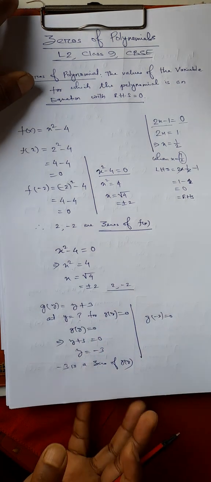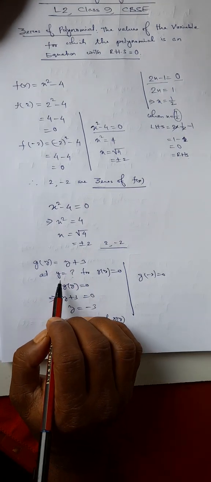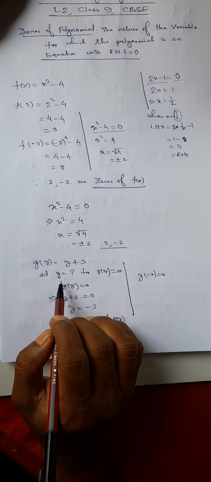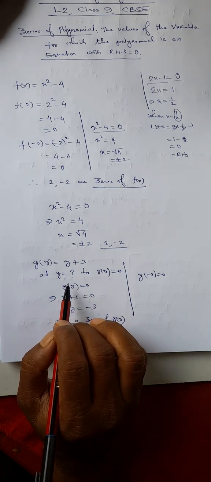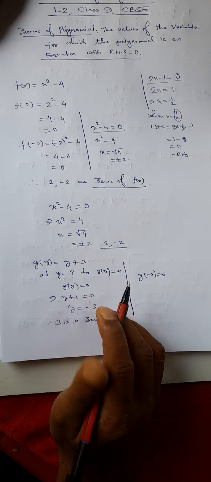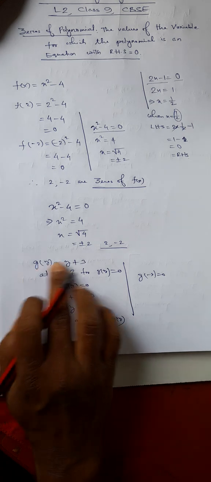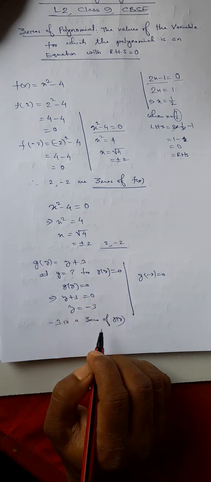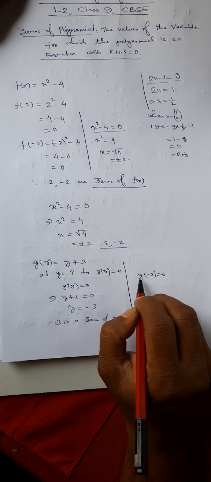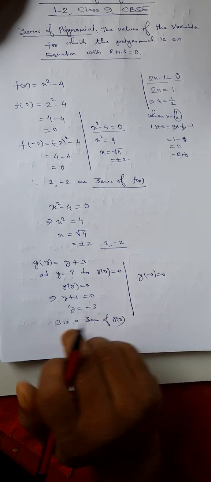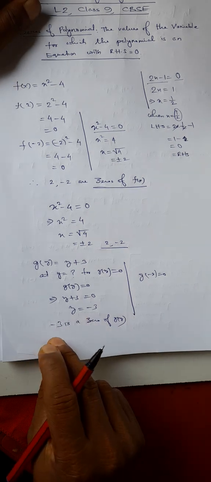Say for example one more polynomial g(y) equal to y plus 3. Now for what value of y is g(y) equal to 0? Now you see if g(y) equal to 0, y plus 3 equal to 0, y equal to minus 3. That means for value of y equal to minus 3, g(y) equal to 0. Therefore minus 3 is a zero of this polynomial, right?